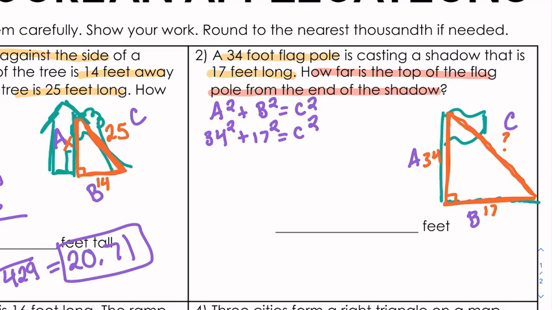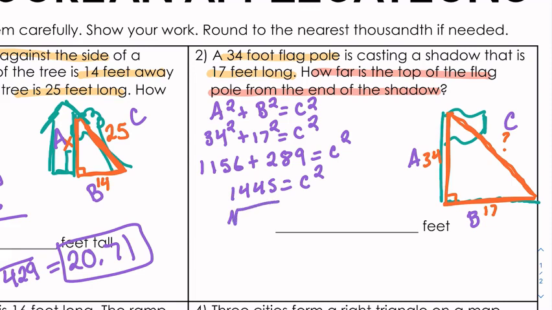Next step is going to be to perform the exponents. 34 times 34 is 1,156. 17 times 17 is 289. And we don't know what C is. Next, we're going to add these two together. 1,156 plus 289 is 1,445. And then in order to find the value of C, we're going to take the square root of 1,445. Do that in your calculator, and you're going to get 38.01 is equal to C.